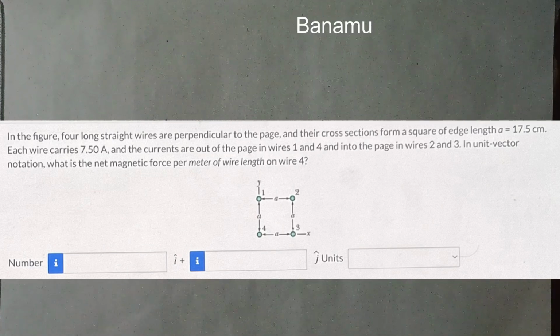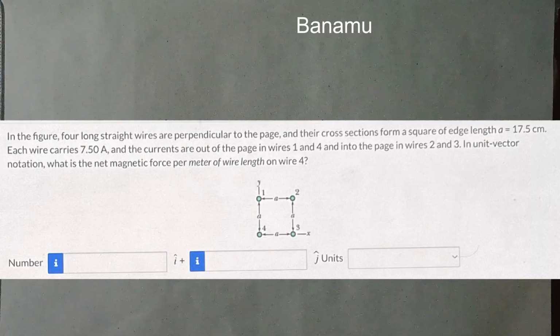In the figure, four long straight wires are perpendicular to the base and their cross sections form a square of edge length a equal to 17.5 centimeters. Each wire carries 7.5 amperes, and the currents are out of the page in wires 1 and 4 and into the page in wires 2 and 3. In unit vector notation, what is the net magnetic force per meter of wire length on wire 4?